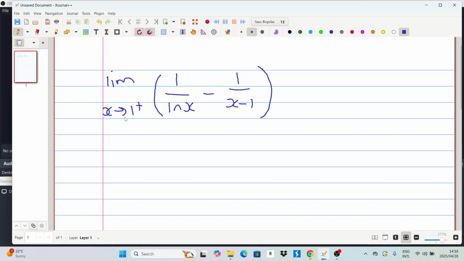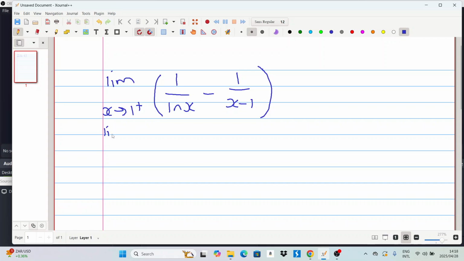On today's lesson, we'll be using L'Hospital's rule to solve this problem. The limit as x approaches 1 plus of 1 over ln x minus 1 over x minus 1. Alright, let's go ahead and do it.